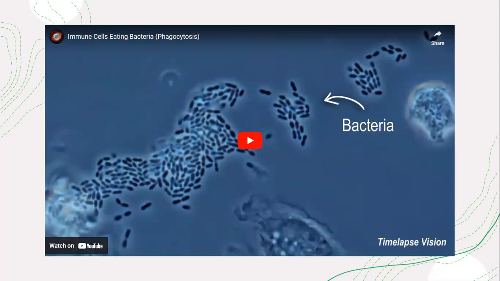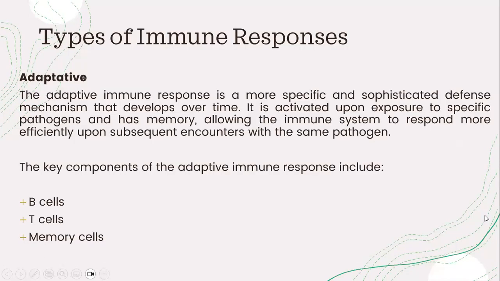And after they destroy it on the inside, they have the capacity to display the antigen onto their surfaces, and that leads to the activation of our adaptive immunity, where our B cells and our T cells come into play, and then we can start producing antibodies against that bacteria. That's how our immune system usually fights. So they work in tandem.